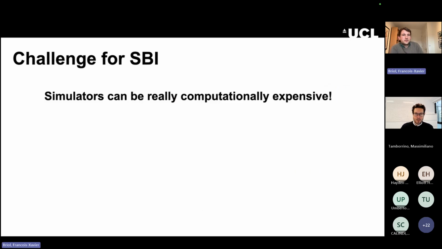Right. So the challenge that we were trying to tackle in this paper is that sometimes simulators can be really computationally expensive.